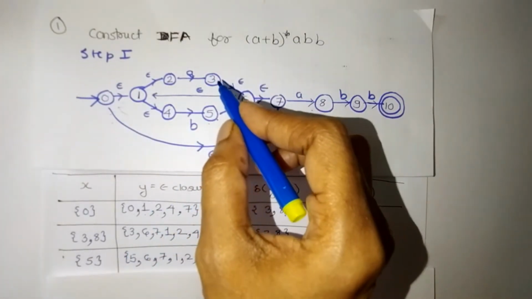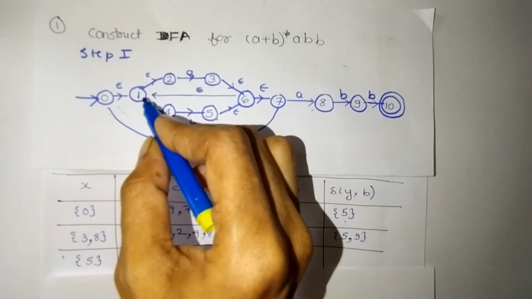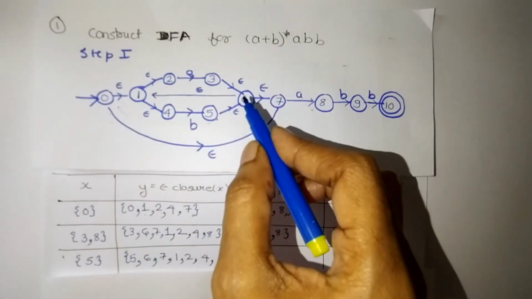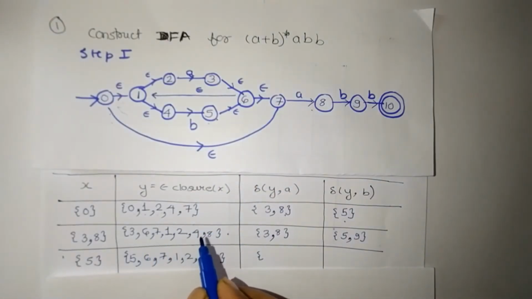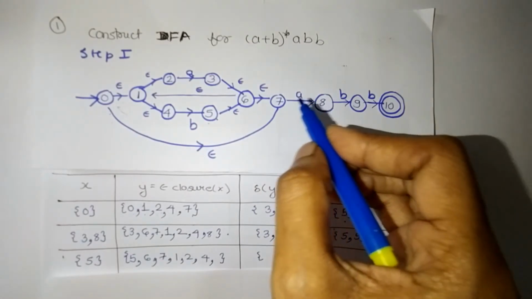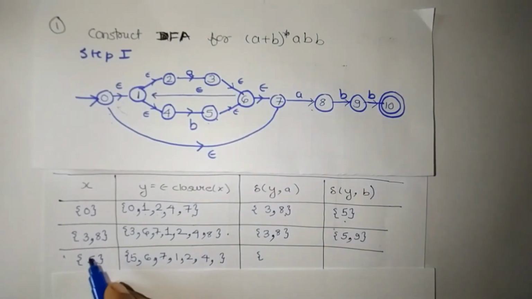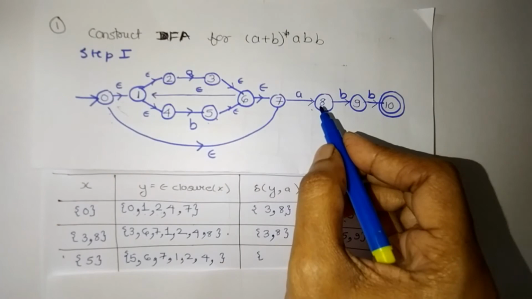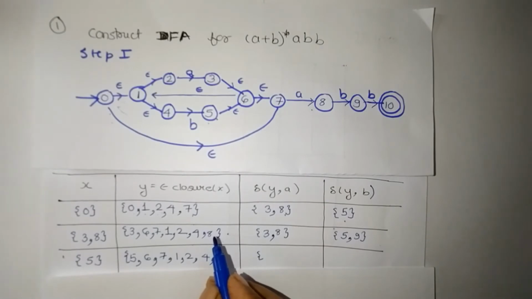So I included 3. Then the states reachable from 3 are 6; from 6, 1; from 1, 2; from 1, 4. So 3, 6. From 6 you can again reach 7. Then 1, 2, 4. From 7, can you move ahead? No, because we have input alphabet a. So all the epsilon transitions from state 3 are included in the epsilon closure. After that, we find the epsilon closure for 8. Is there any epsilon transition from 8? No. But we have to include the state itself, so I include 8 here.